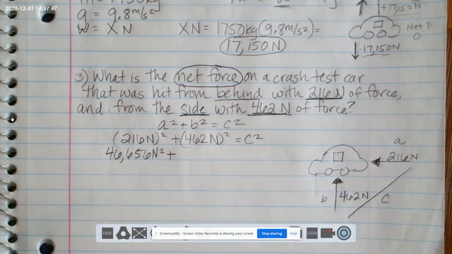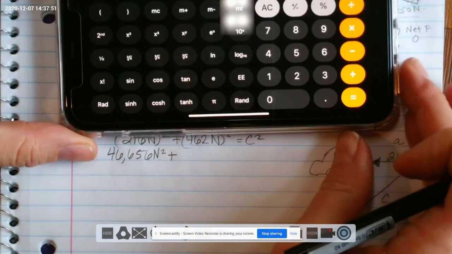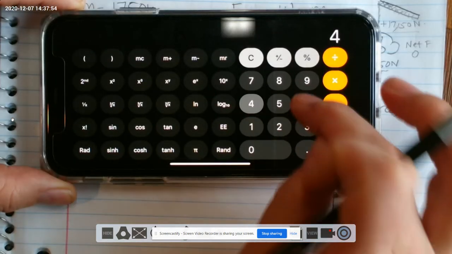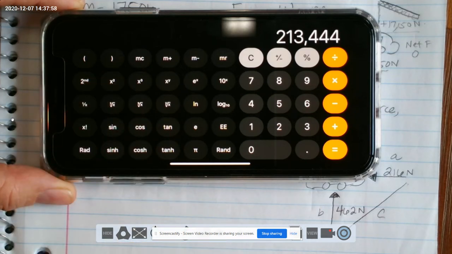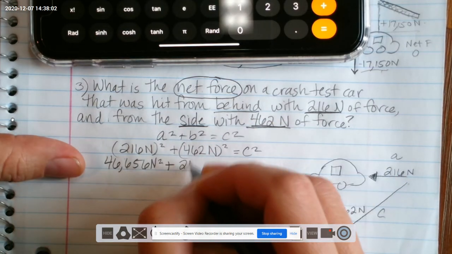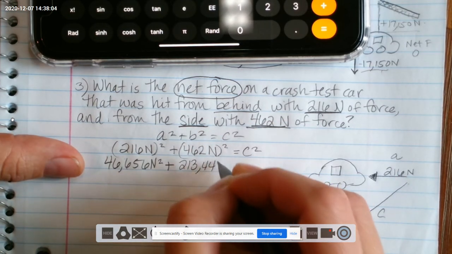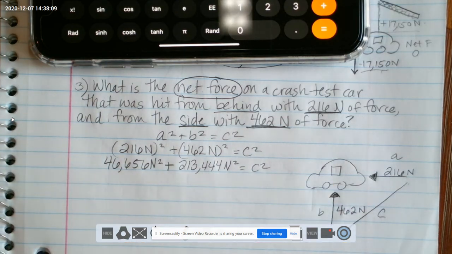Now I'm also going to show you the other method. If you have like a phone that you can turn sideways or you have a squared button, 462, instead of multiplying it by itself, I'm actually going to hit the squared button, which is the X2 button, and I'm going to get 213,444. And that's also Newton squared equals C squared. So notice I'm still bringing down my C squared.